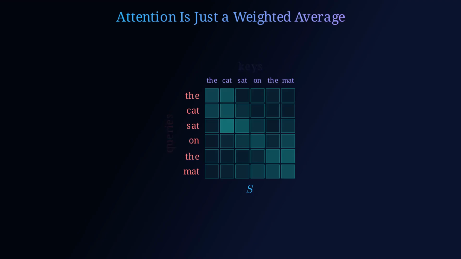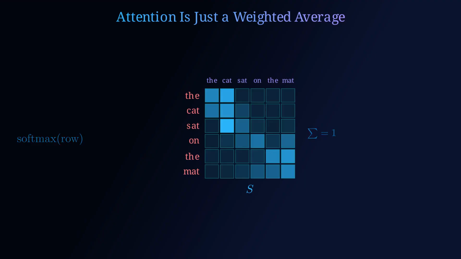Now we apply the same two cleanup steps we already learned, but to the entire grid at once. First, divide every entry by the square root of the key dimension. This is the scaling that keeps the numbers well behaved. Second, apply softmax, but this time along each row independently. Each row turns into a probability distribution that sums to 1, so every row becomes one word's attention bar, all computed in a single sweep.